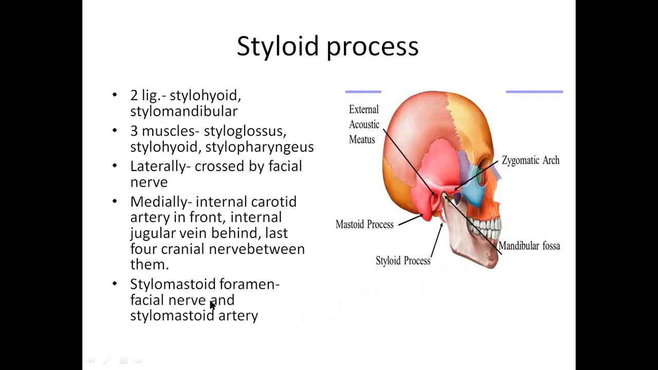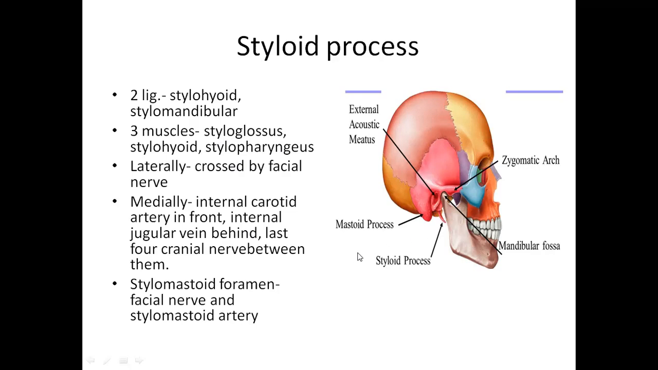Rest only for information. So, three muscles and two ligaments. The two ligaments are the stylohyoid and stylomandibular ligament, and the three muscles all start with "stylo": styloglossus, stylohyoid, stylopharyngeus. Laterally, the styloid process is crossed by the facial nerve. Medially, it is related to the internal carotid artery, the internal jugular vein, and the last four cranial nerves between them.